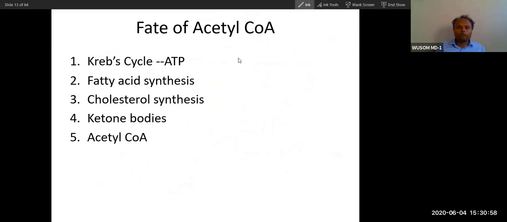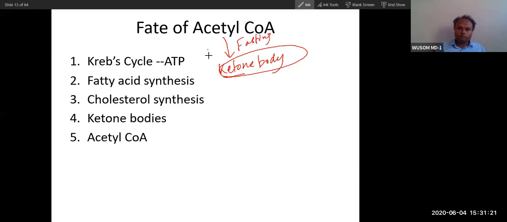Now let's talk about fasting condition. So in fasting condition, acetyl coenzyme A does not join the Krebs cycle in liver. Rather, acetyl coenzyme A will convert into ketone body. We'll talk about ketone bodies in detail. Okay? In fasting condition, in liver. Did you get this?